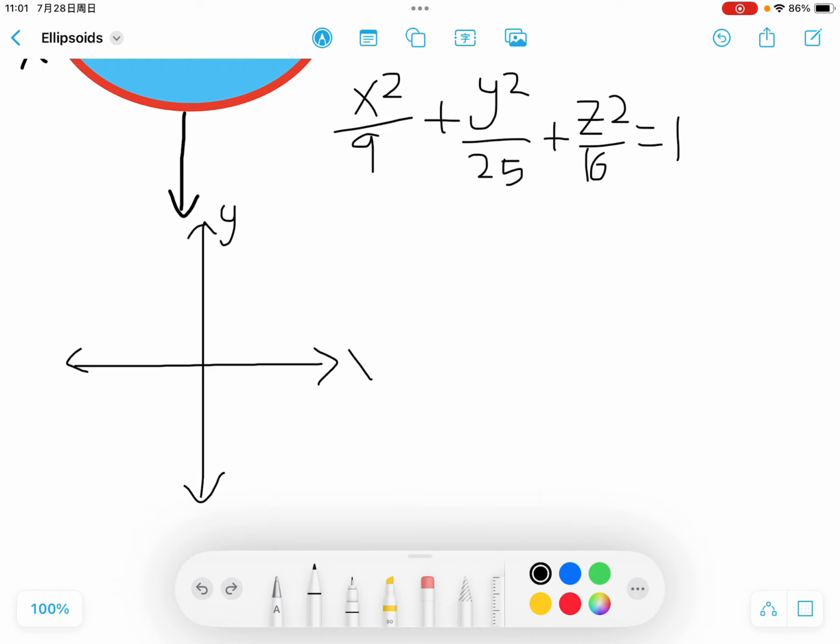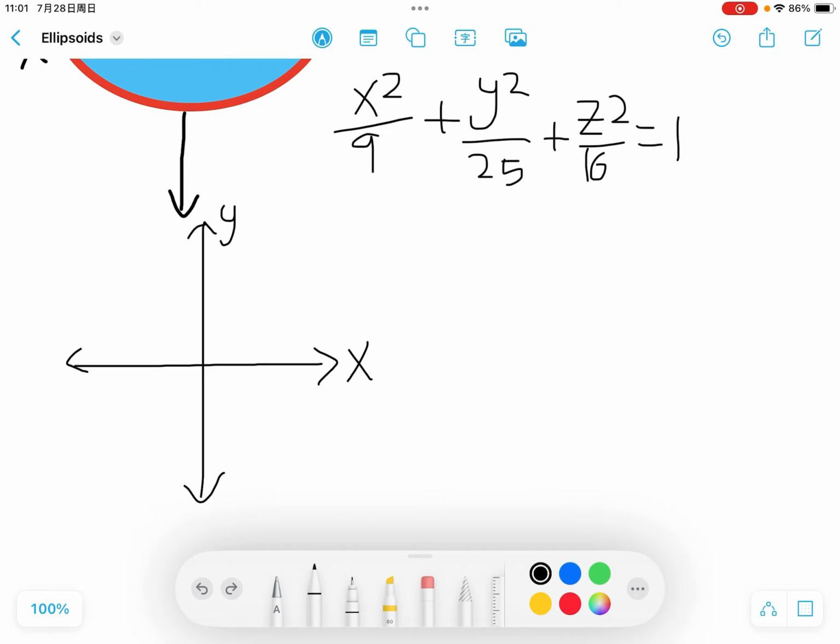So for the xy trace, we draw it by setting z equals 0. When z equals 0, we have no z coordinate. Basically, our xy graph has no height, so you don't have to care about the z coordinate. When z equals 0, we get this equation: x squared over 9 plus y squared over 25 plus z squared over 16 equals 1.